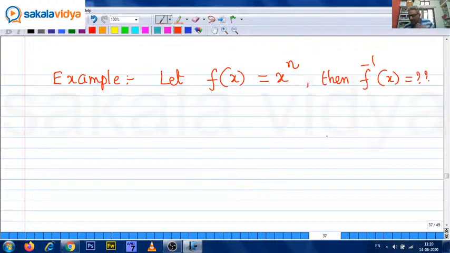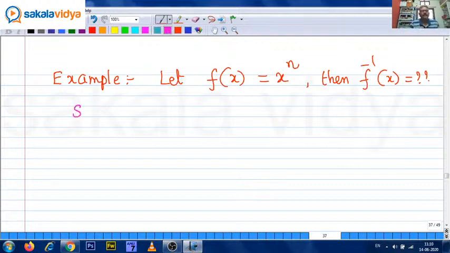This is for all valid domain only, don't worry, because I am not concentrating on the domain, but we need to concentrate on domain and range also. But here, let us treat that the function is well defined. f of x is equal to x to the power of n. Right.